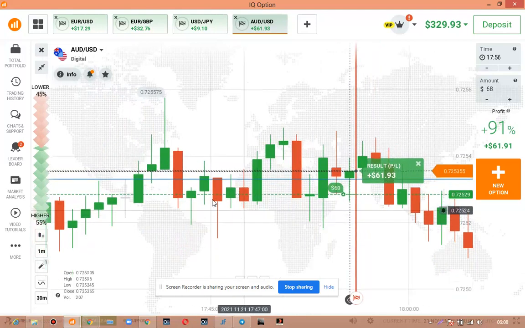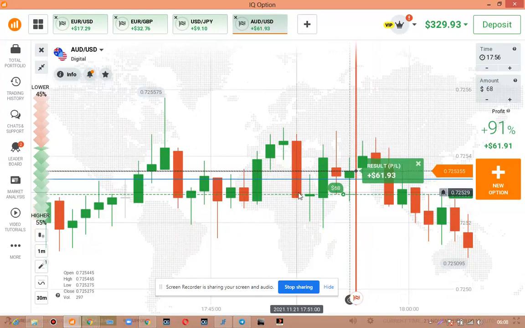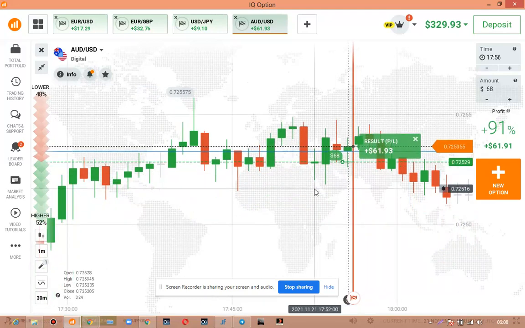You also see that only one red candle formed around this area. So the market will not go too far. Sellers will not go too far. So the market is reversing. What I'm saying is that if you want to trade successfully in the binary option, always trade in the direction of the trend and key level.